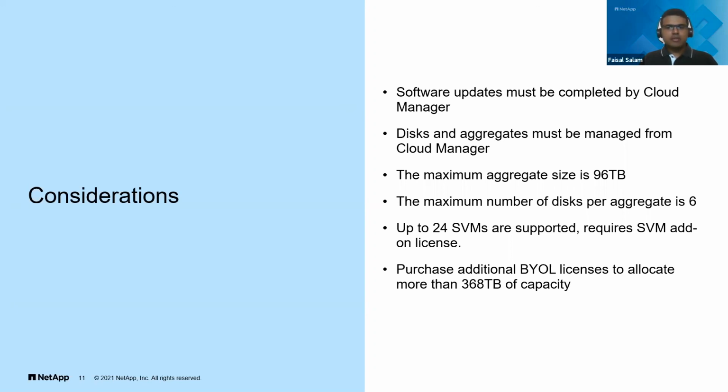Now, the maximum aggregate size for CVO is 96 terabytes. The maximum number of disks is 6. Now, we should keep this in mind when we do capacity planning and during the initial deployment. SVMs, like I mentioned, a maximum of 24 are supported, and this requires an add-on license per SVM. The initial max capacity is 368 terabytes with the BYO license. You can go upwards of a petabyte if you purchase additional BYO license.